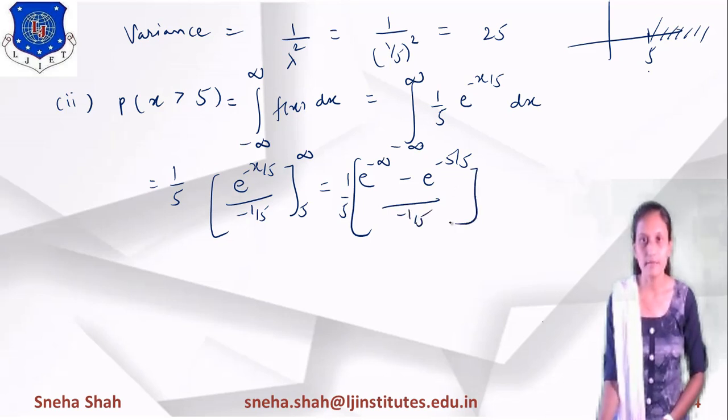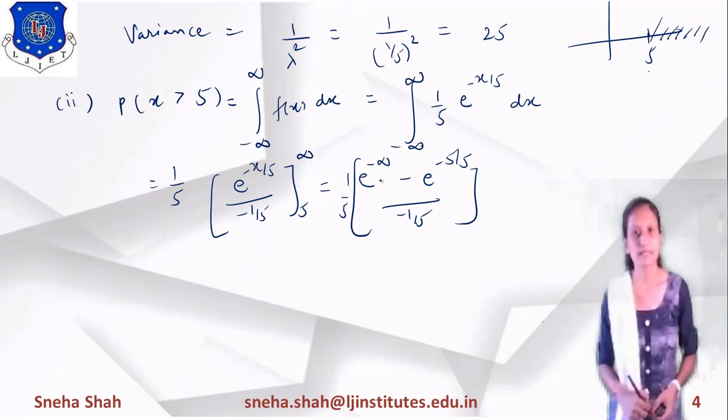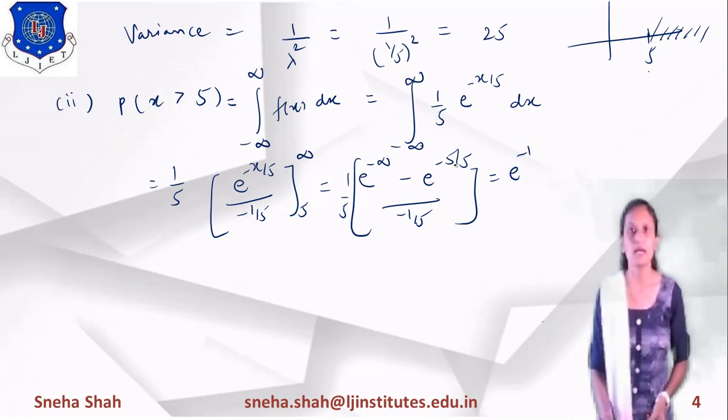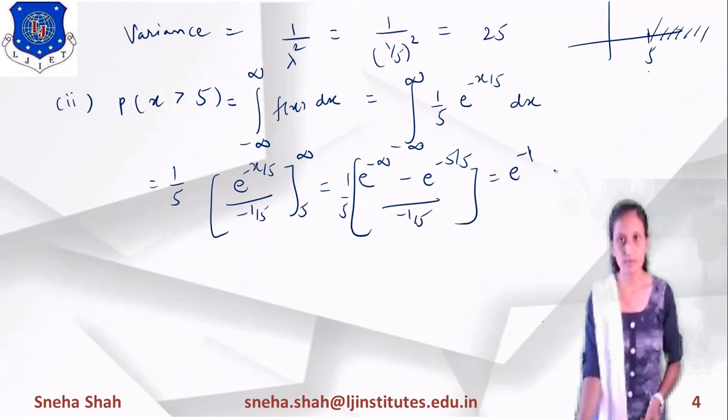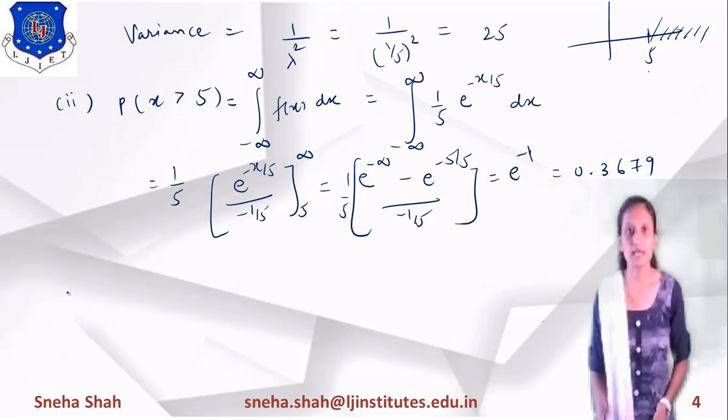If I am simplifying this, as you know e raised to minus infinity means 0. So 0 minus this value means a minus term, and minus minus cancels out. The 1 by 5 is cancelled out. So the overall answer is e raised to minus 1, since 5 by 5 is cancelled out. If we find the value of e raised to minus 1, its value equals 0.3679. So this way we can find the probability of x greater than 5.